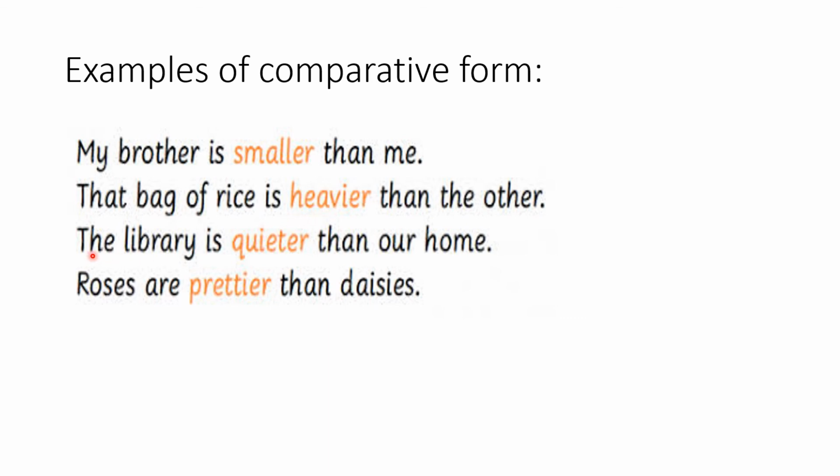Third example, the library is quieter than our home. We are comparing two places. Which is quieter, the library or the home? So the library is quieter. That's why we are using quieter here, the comparative degree. Roses are prettier than daisies. Again, er is here. Just see the similarities. In all these sentences, we have used er and than because we are comparing two persons or things.